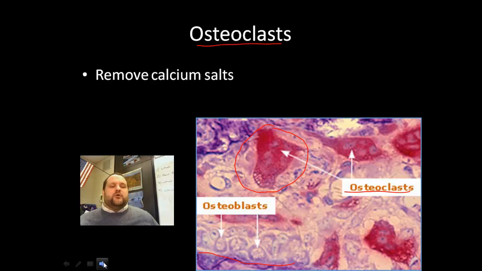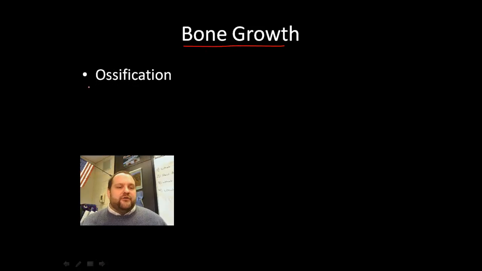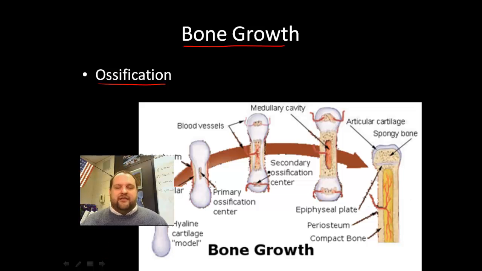Let's talk real quick about what happens when we're an infant. When we start out as an infant, most of our bones are not developed at all. They're what we call cartilage models. So they're not the bone that it's actually going to become. They're just models of the bone. So let's take a look at this. If we look at bone growth, we also give that the term ossification, or the creating of bone. When we're an infant, this is how it works.